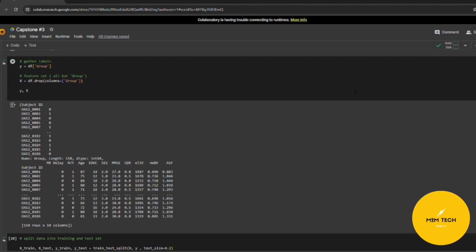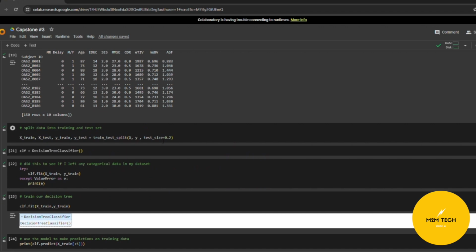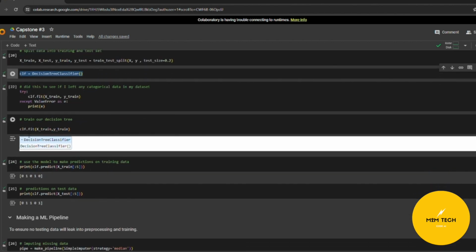And now I've split my dataset into the training and test set, giving my test size 20% of my dataset and the training set having 80% of my data. And after that, I've created an instance of the decision tree classifier, and then I've trained the classifier on the training data.